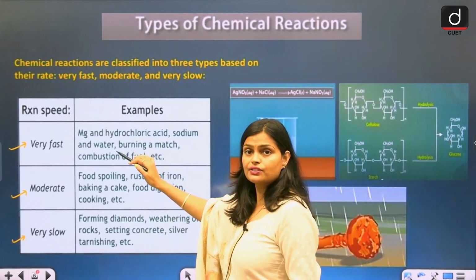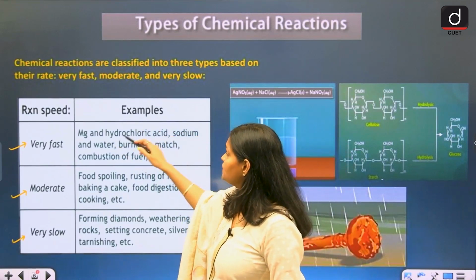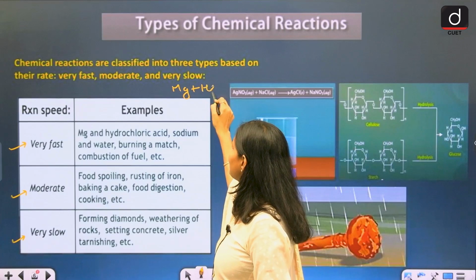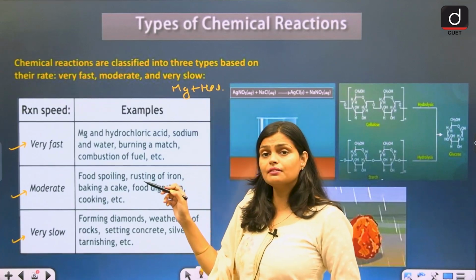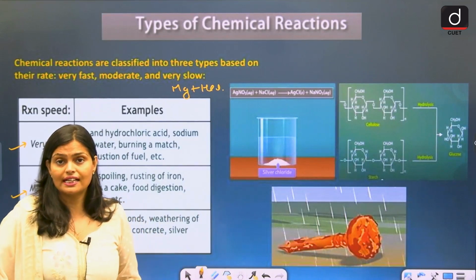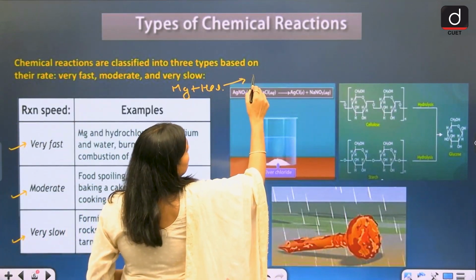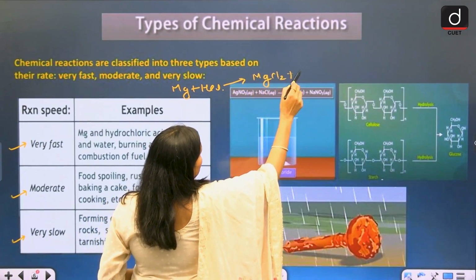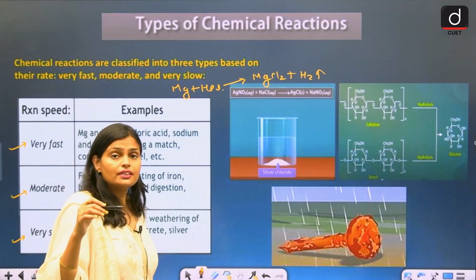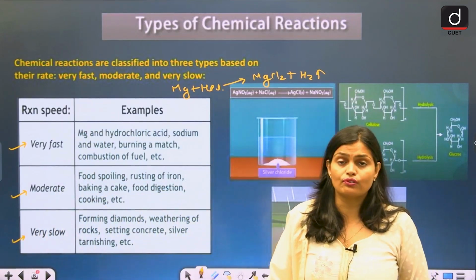Very fast reaction means, for example, magnesium and hydrochloric acid. Whenever you mix a metal with an acid, what happens? You will get a salt, and hydrogen gas is released. As soon as you mix metal with acid, you get salt and hydrogen gas. This reaction takes place very fast, within a second the product is formed, right?